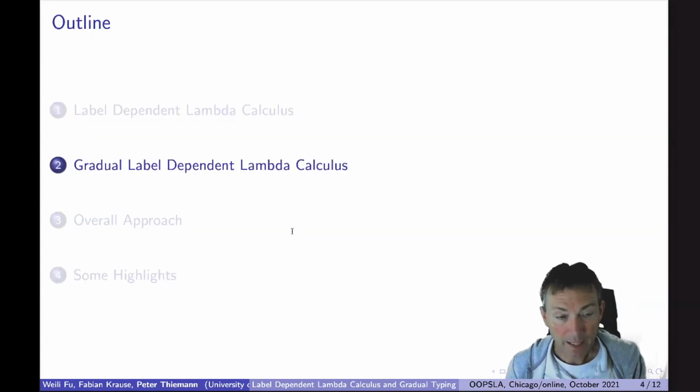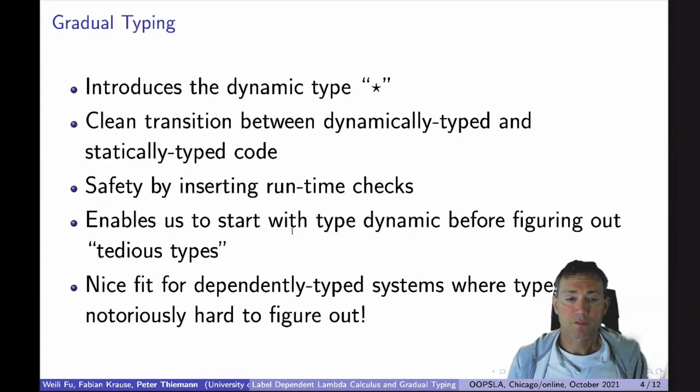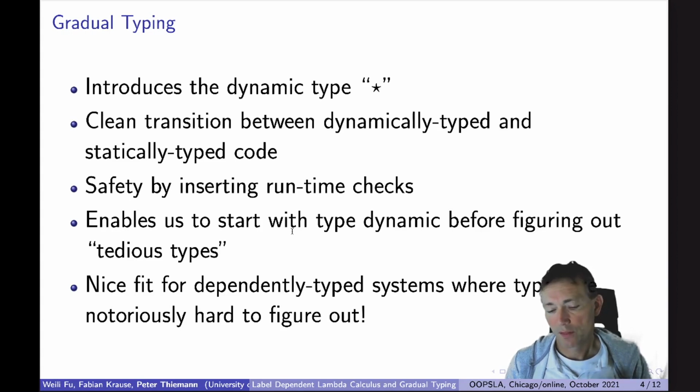So enters the gradual version of the label-dependent calculus. Generally, gradual typing introduces the dynamic type, which we call star here. It allows a clean transition between dynamically typed and statically typed code without compromising type safety. Only that for the dynamically typed parts, safety is guaranteed by inserting suitable runtime checks.